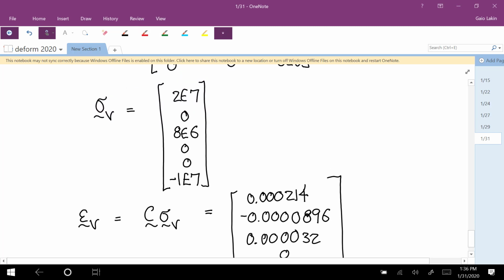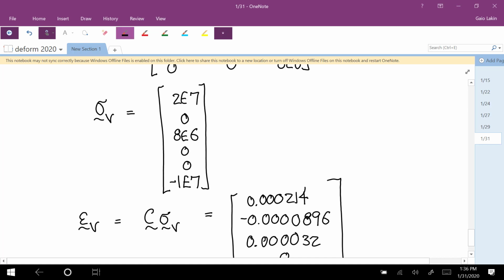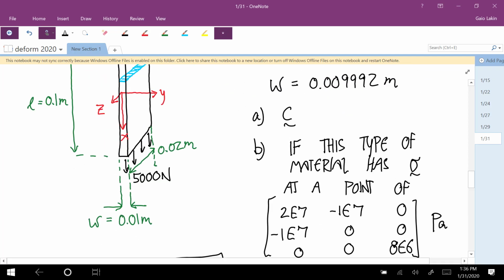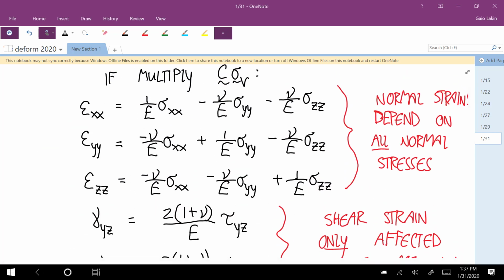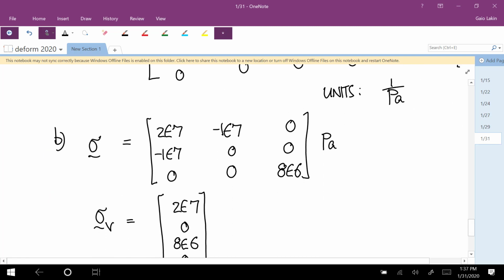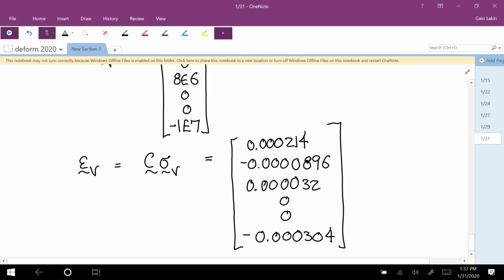Does it make sense that we could have a zero value for the YY normal stress and a non-zero value for the YY normal strain? Yeah, it's because of that Poisson's effect. Okay, it's because these normal strains are dependent on every normal stress, not just the associated one. But that's not true with the shear strains, and so that's why you see the places where we have zero shear stress, we also have zero shear strain.